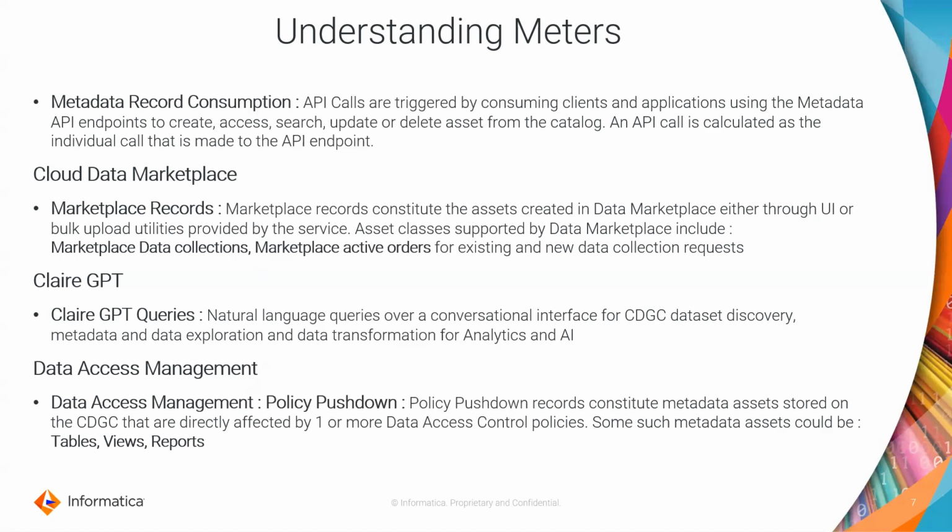For data access management policy pushdown records, these are the catalog records or technical data sets stored in CDGC that are returned as part of the data access policy filter created or defined by the data access owner. A simple example could be the data access owner created a data access policy granting read access to HR and finance groups, and the filter returned 100 tables. The common examples to be returned would be tables, views, reports, dashboards, and so on.